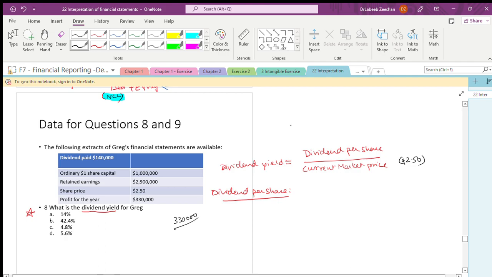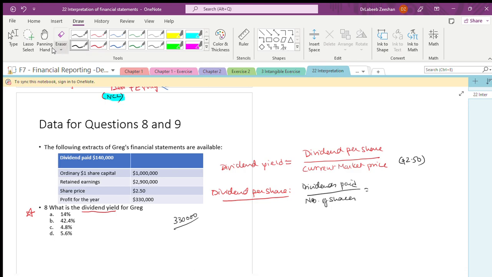No, we cannot put that, they have to say how much they have paid in dividends, is it right? Dividend per share is nothing but dividends paid divided by the number of shares, is it right? Dividends paid divided by number of shares.